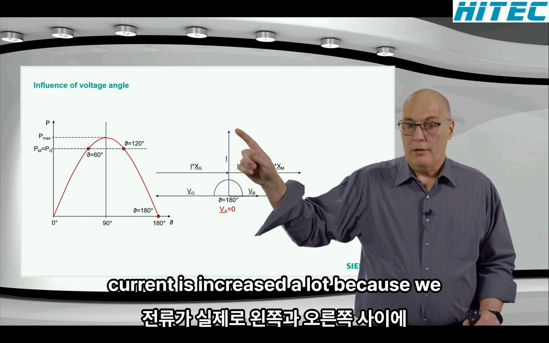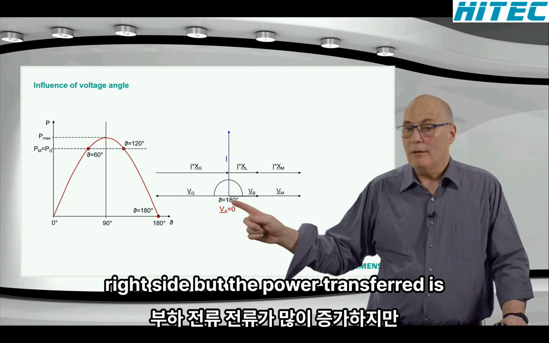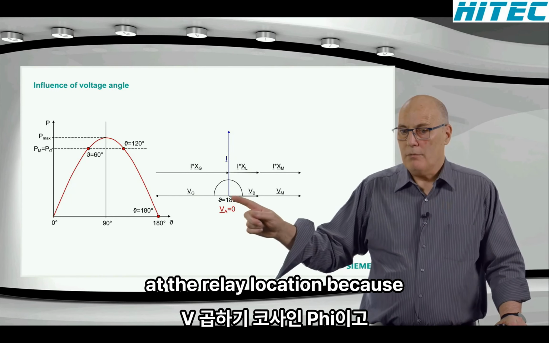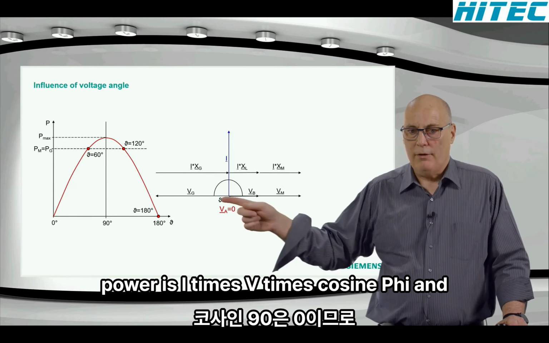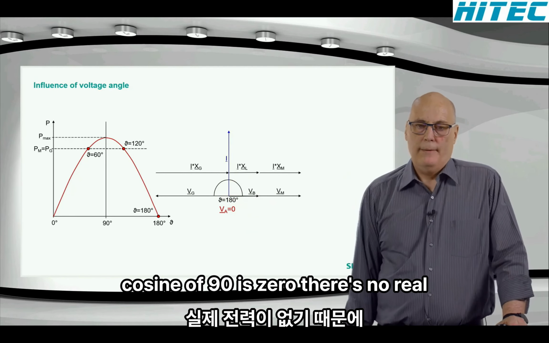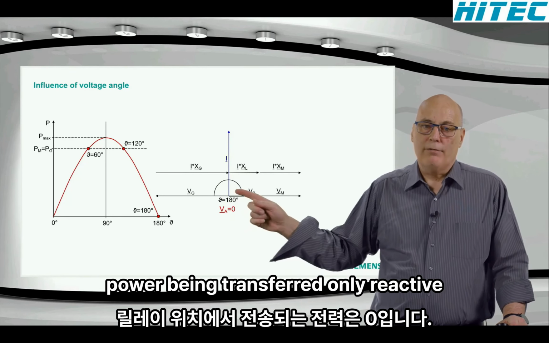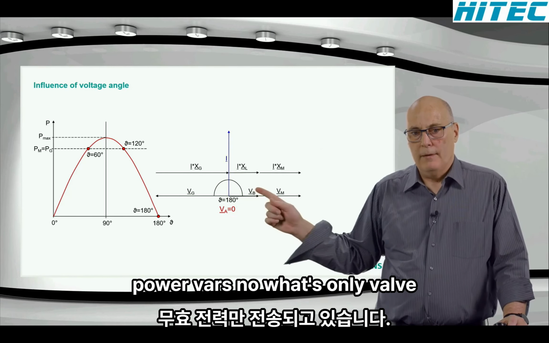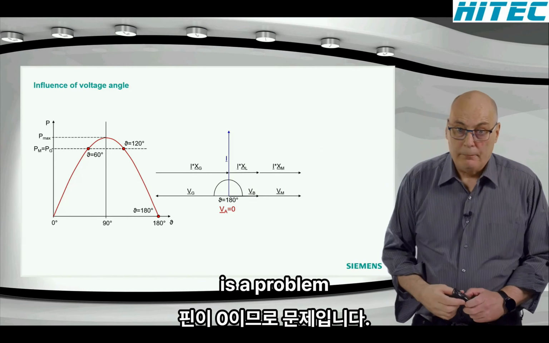At this point, the load current has increased a lot because we need a big drop between the left and right side, but the power transferred is 0 at the relay location because power is I times V times cosine phi, and cosine of 90 is 0. There's no real power being transferred, only reactive power, VARs, no watts, only VARs at the relay. But the impedance is 0, which is a problem.